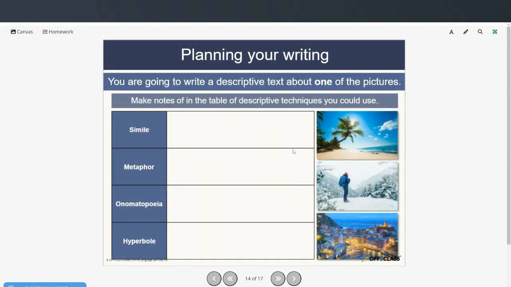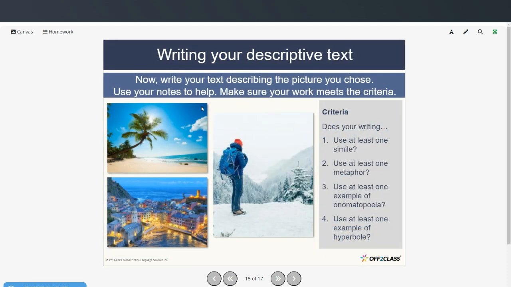Next, you're going to write a descriptive text about one of these pictures. So you're going to choose one and make some notes in the table of the descriptive techniques that you could use. And then write your text describing the picture that you chose. You can use your notes to help and make sure that your work meets all of this criteria. Did you use at least one simile, at least one metaphor, at least one example of onomatopoeia, and at least one example of hyperbole?